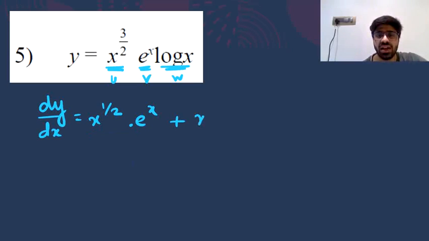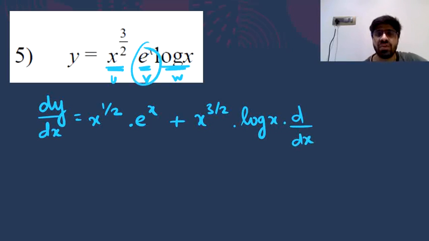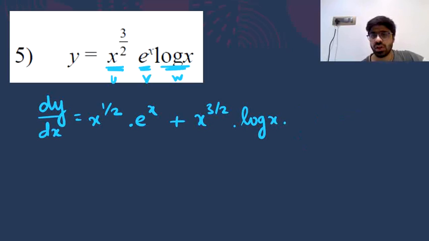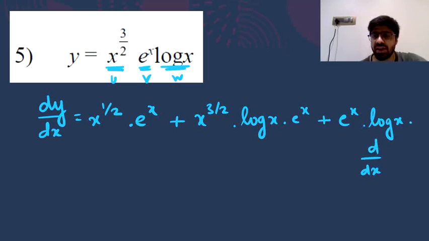For the second term we will have x power 3 by 2, that is u, into w, that is log x, into, this time we will take the derivative of v, but v is e power x. So the derivative of e power x will be e power x only. So we write that term as e power x, and plus in the last term we will take the derivative of u. So we have v, that is e power x, w, that is log x, into the derivative, that is d by dx of x power 3 by 2.